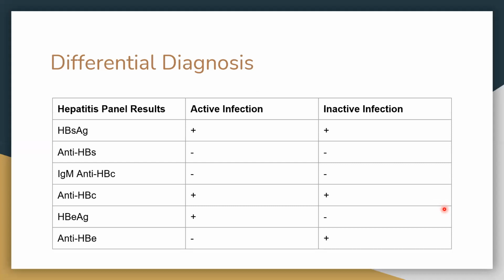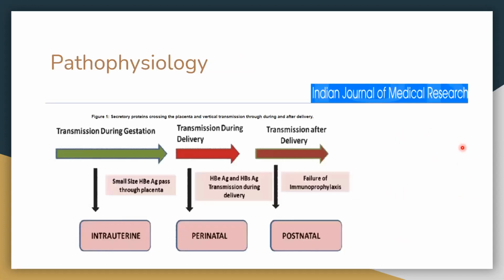For the differentials, we tried to figure out whether the patient has an active or an inactive infection. But as was discussed earlier, the patient has a positive HBsAg, anti-HBc, and a positive anti-HBe, suggesting that he has an inactive infection. Given the salient features, we can hypothesize that the patient was infected via vertical transmission.